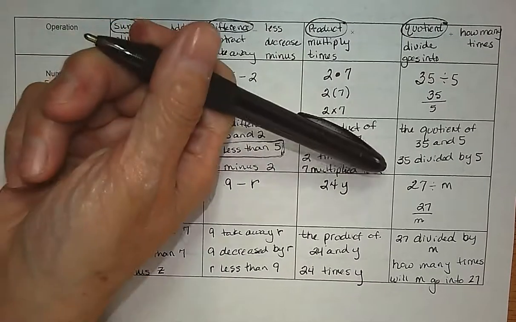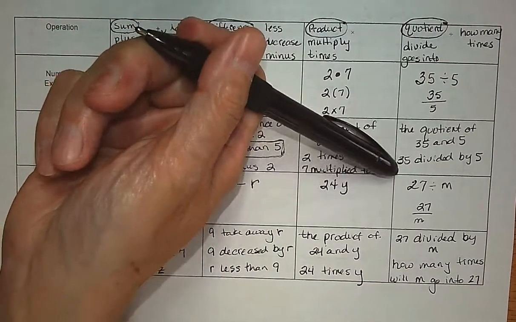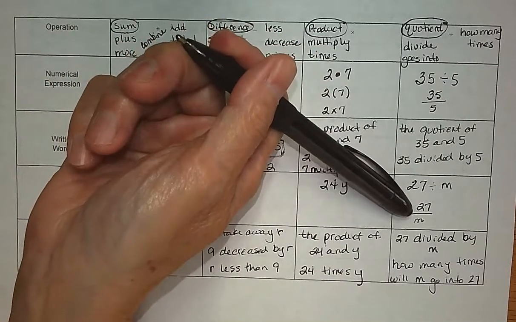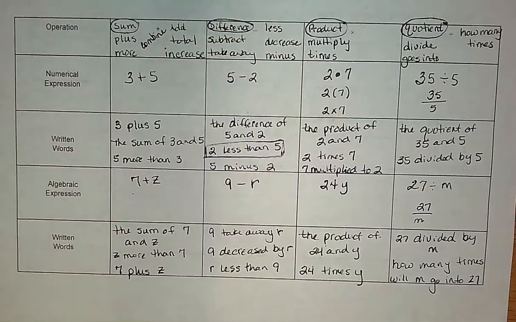All right, now for division with my algebraic expressions, 27 divided by m with the division symbol, or 27 over m with the fraction bar. And those mean 27 divided by m. The 27 is the number we're dividing into, the m is the number we're dividing by. Or how many times will m go into 27?